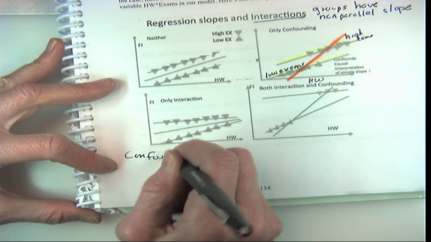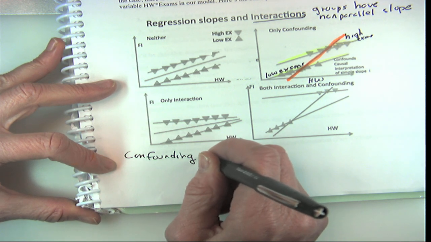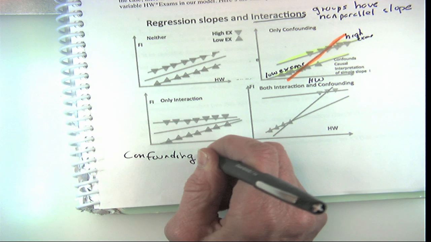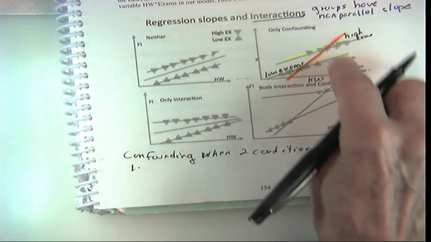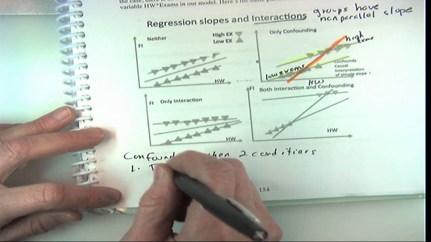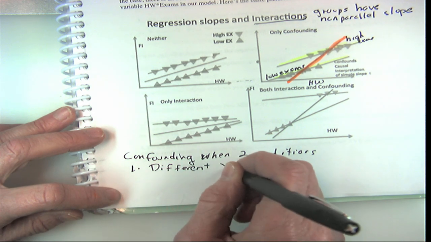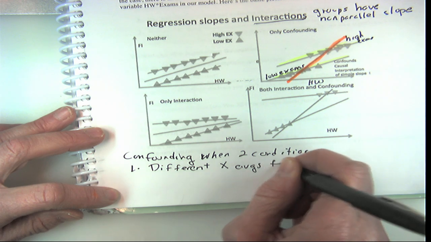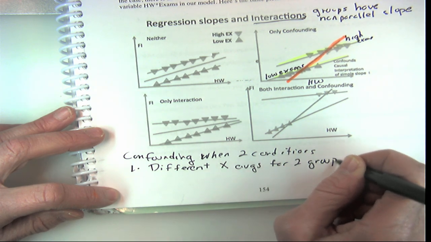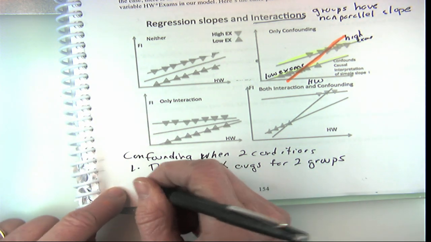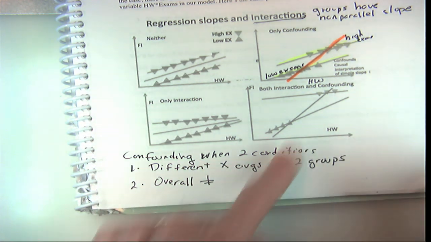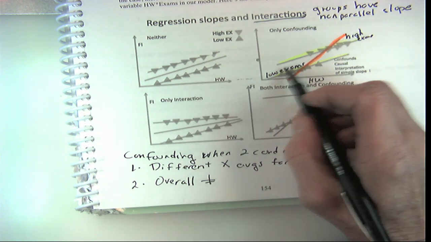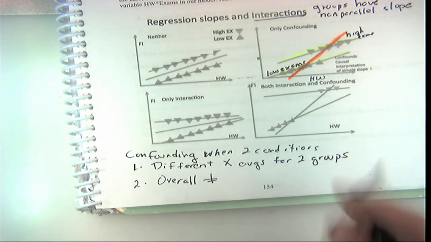Here, remember what confounding is. Confounding depends on two things. There's confounding when you have these two conditions. The first one is different x averages for the two groups. They're correlated. These are correlated x's. And then also that the overall slope, like the orange slope, is not the same as the average of the two group slopes. The average of the two group slopes is just this, and we've got a different overall slope in the simple regression.